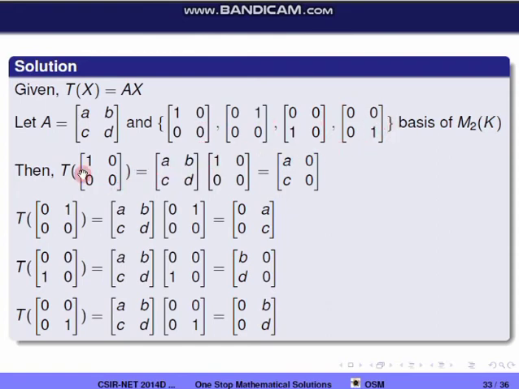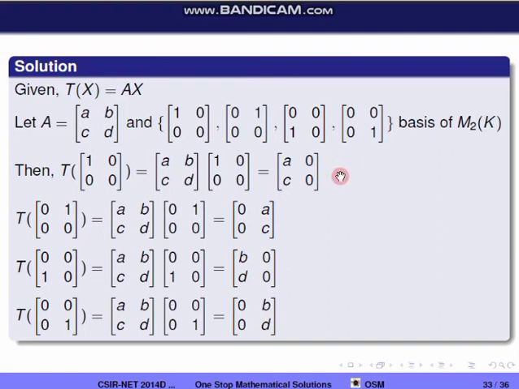So T of 1 0 0 0 is equal to A into 1 0 0 0. I have taken A to be A B C D. So A B C D into 1 0 0 0. So when we multiply these two matrices, we get A 0 C 0. So writing it as a linear combination of basis elements.